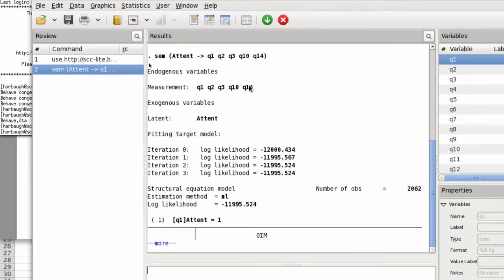Remember, our measurement variables are always endogenous. The exogenous variables, let me rephrase that. The measurement variables for our latent constructs are always endogenous variables because they're always dependent variables. The exogenous variable is attention. It ran an iterative function a couple times to figure out what the best estimate was. It came up with what it thinks is the best estimate. It used maximum likelihood estimation, ML. And the number of data is 2062.